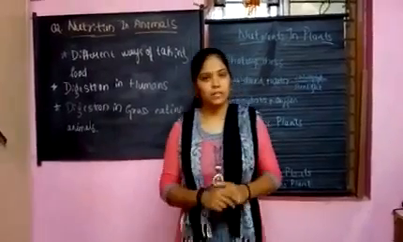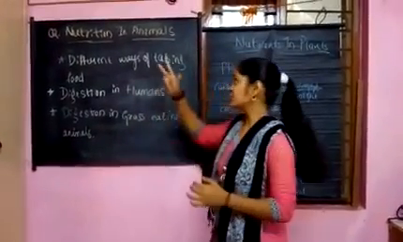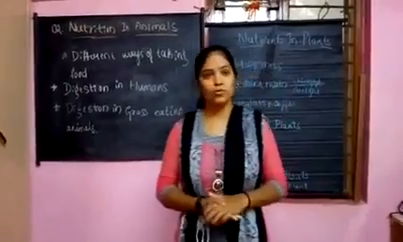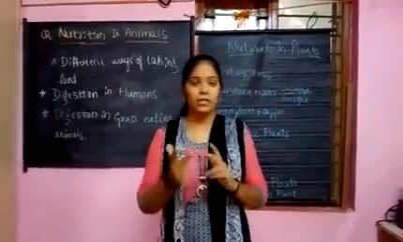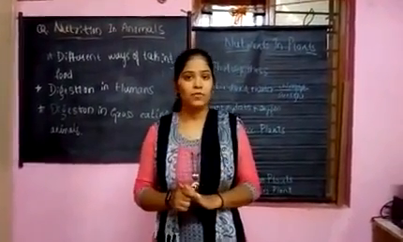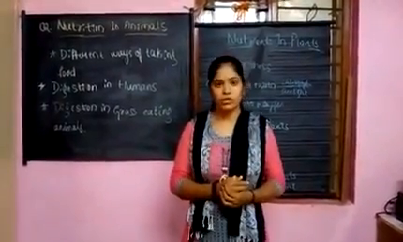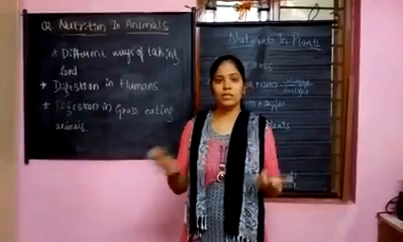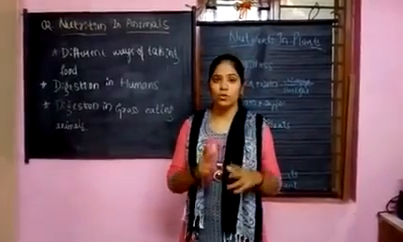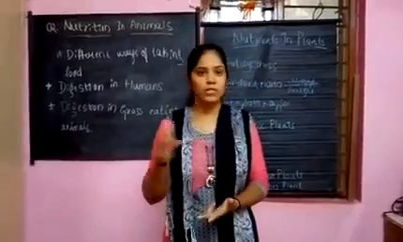Okay, the next unit is nutrition in animals. As we discussed about the nutrients in plants, how they prepare their food, they prepare their own food through a process called photosynthesis. So how do animals prepare their food? We are going to study all about this in this chapter.